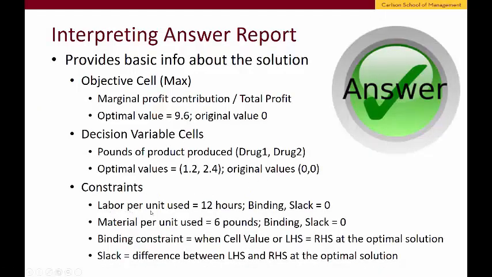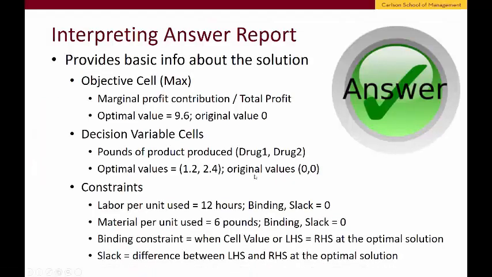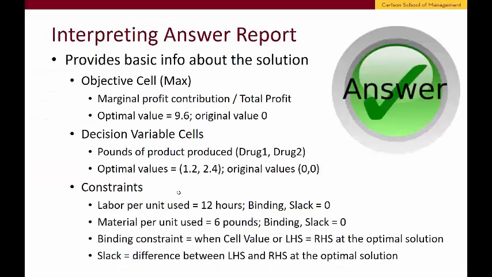Okay, and for constraints, all the labor and all the material was used, all 12 hours, all 6 pounds. That makes both constraints binding with no slack. A binding constraint is when the cell value, or left hand side, is equal to the right hand side. In other words, all of the labor and all of the material was used. And the slack is the difference between the left hand side and right hand side. In this case it is 0, because everything was used up. There is no leftover labor or material. Okay, so I'm going to switch back here and pause.